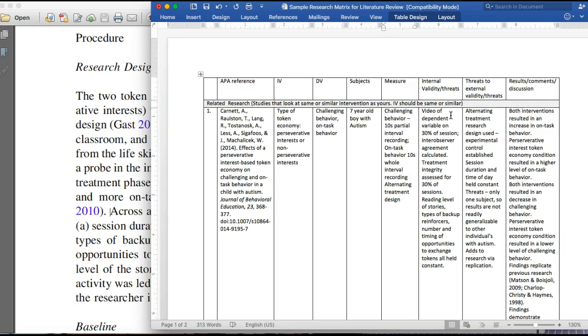The session duration and time of day were held constant. As for the threats to external validity, there was only one subject, so that means that the results are not necessarily readily generalizable to other individuals with autism. And that's a general threat you'll find in single subject design because there's often a very small number of subjects. However, what this research does do is add to the research via replication.